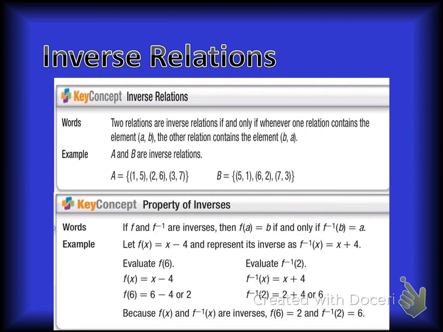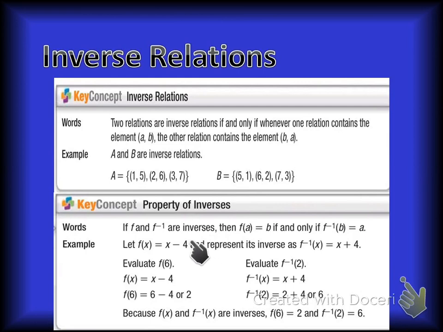It's not much. Your second example, if f and f negative 1, we'll talk about that later, are inverses, then f of a equals b, if and only if f to the negative first of b equals a. That's not how you actually say it, it's just how you read it. The words to properties of inverses kind of suck. The example is way better.